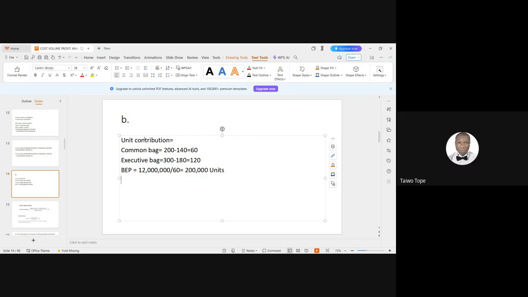For executive bag, the break-even point will be 12 million divided by 120, and you have 100,000 units.